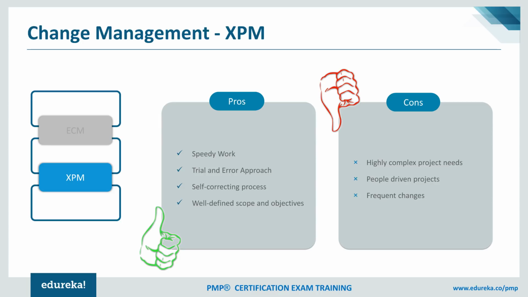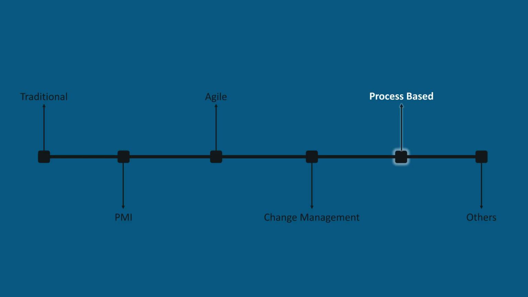But again, this is because it's intensive. So sometimes what happens is that you need the right set of people working on this kind of methodologies. Otherwise, it's very difficult to really execute or manage. Okay, so that covers the change management methods. So this is where we covered the event chain management, and we also covered the extreme project management. Let's talk about quickly the process-based ones.